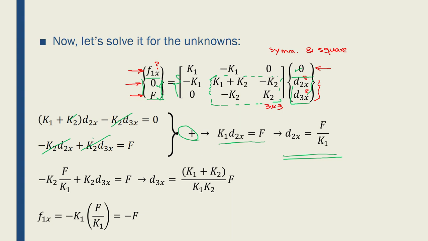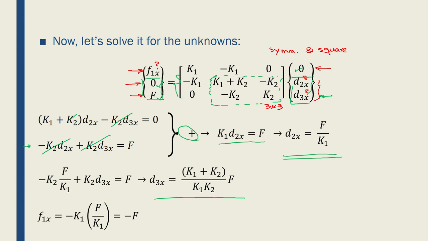Now if I put this in one of the equations, let's say put it in the second equation, I would have minus k2 times d2x, which is f over k1, plus k2 times d3x is equal to f, which gives me d3x. Now if I put back these d2x and d3x's in this matrix equation, I can write f1x is equal to minus k1 times f over k1, basically coming from here.